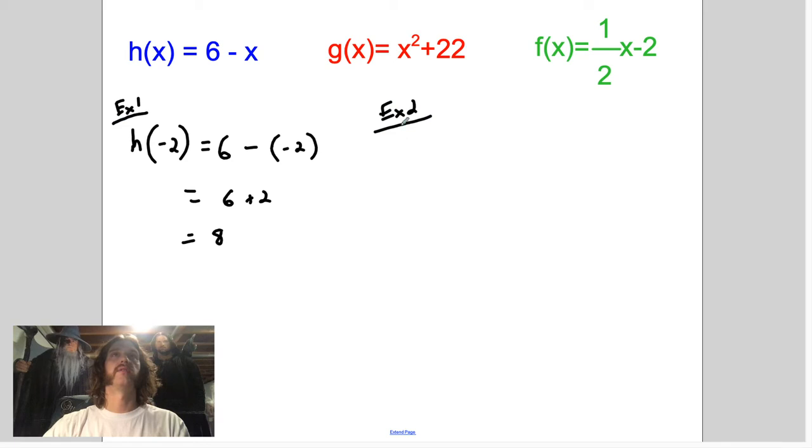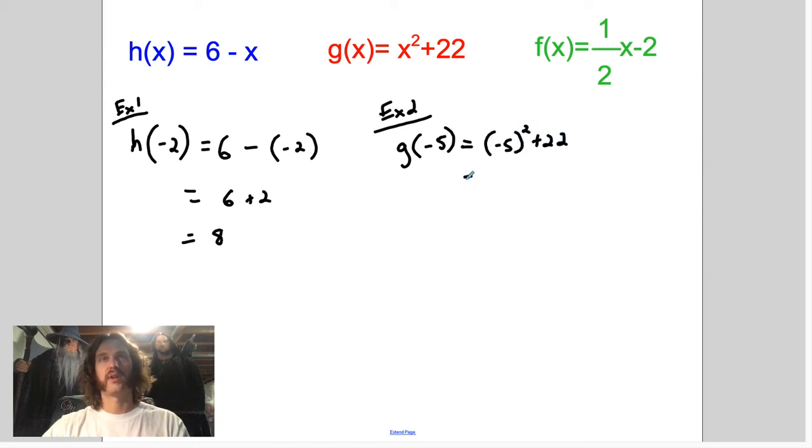Let's do another one. What is g of negative 5? G of negative 5, well, I'm going to go to g, the red one, right? So in red, I'm going to do g of negative 5, which is negative 5 squared plus 22. So here, now careful, this is negative 5 times negative 5.